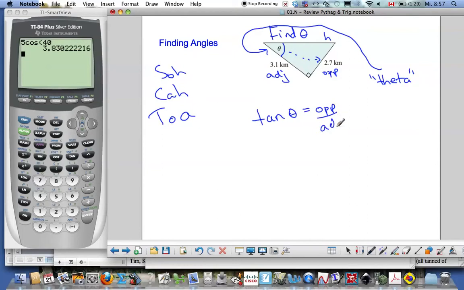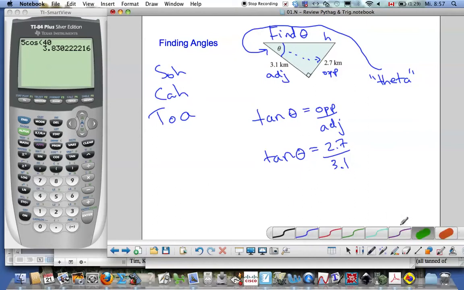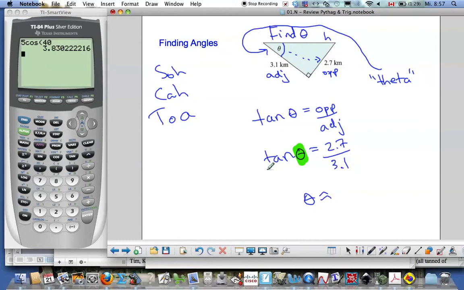We know tangent is opposite over adjacent, and so let's just substitute in. What's our opposite side? 2.7. Adjacent, 3.1. Now, see if you want to pause it and see if you remember how to get the angle to be on its own. Maybe you're already remembering this, right? And God forbid you divide by tan. Dividing by tan is bad. Lightning will strike.